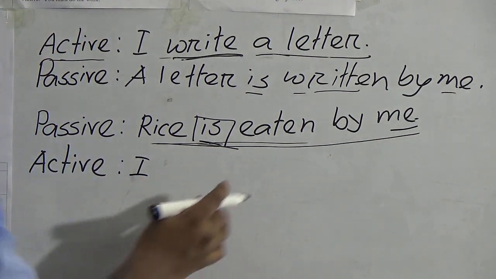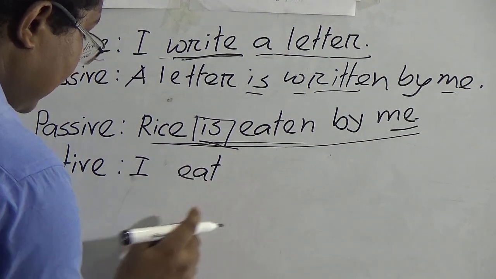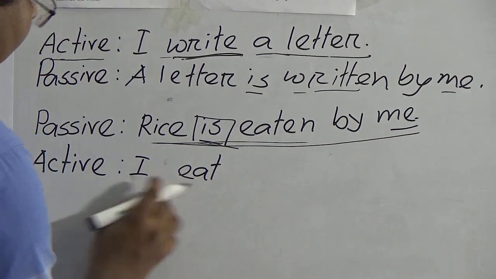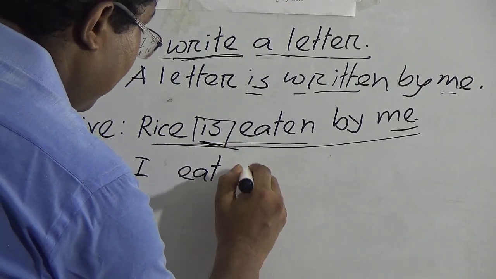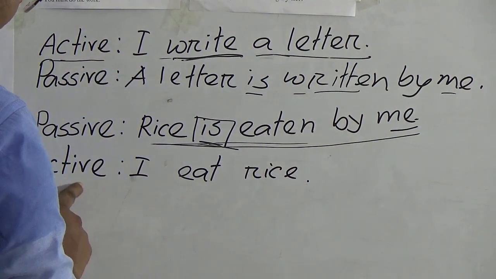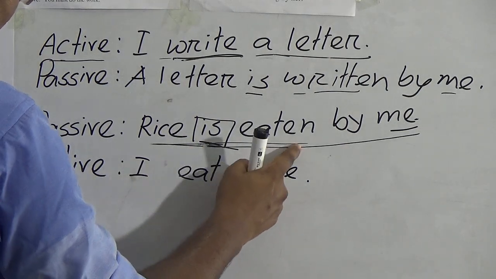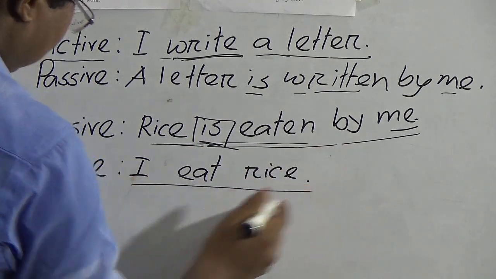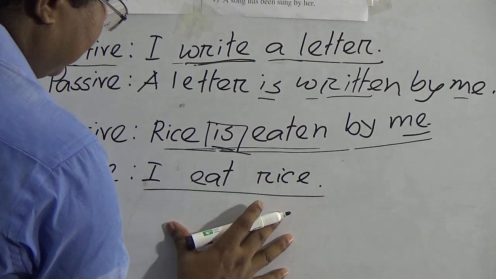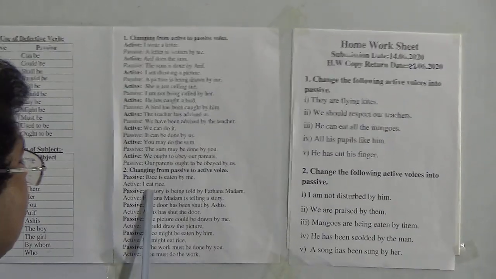It will be active. So after the subject, what will we do in present indefinite tense? Present form of the main verb, and the subject becomes the object. Rice. Now we will do it in passive. Rice, present indefinite tense is, past participle of verb, by me. So this is the active voice. In active voices, it must have a tense.